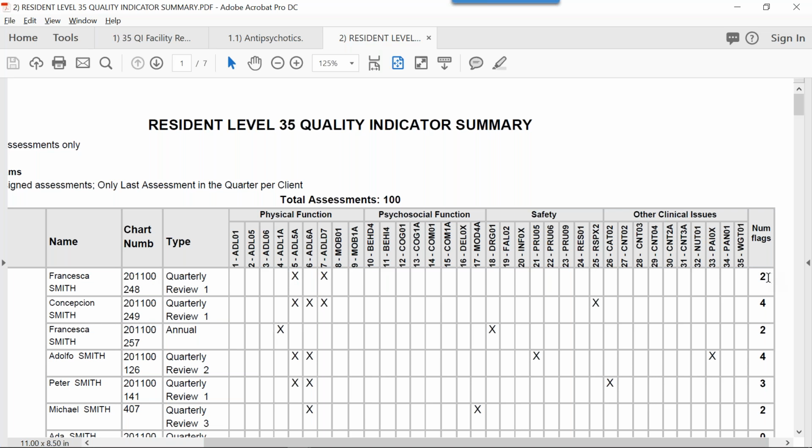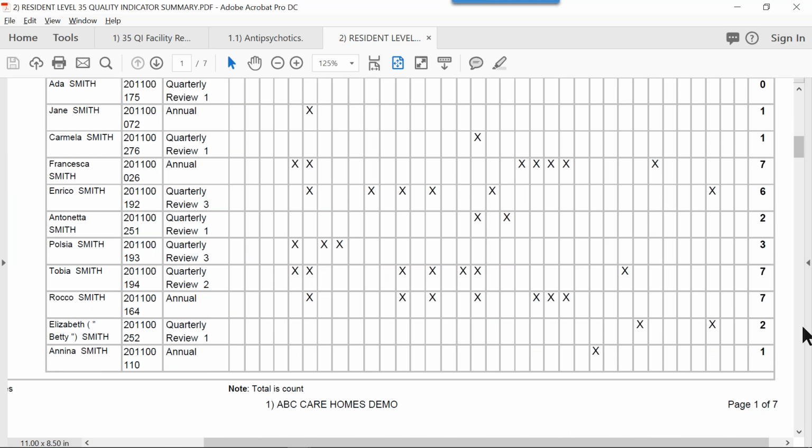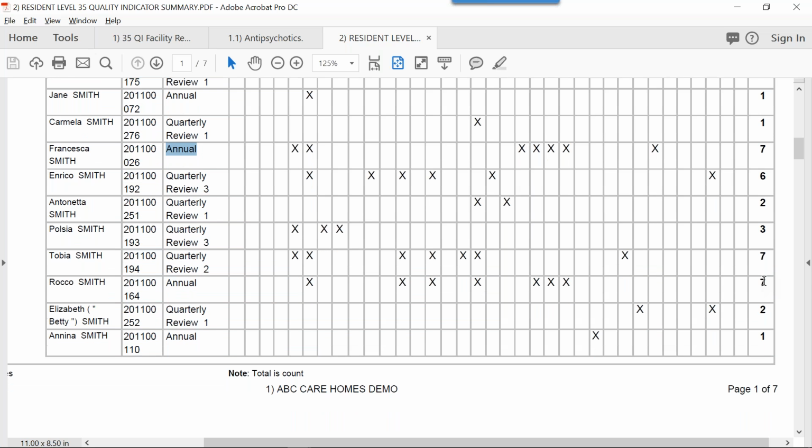And notice she's only got 2 areas of quality concern. And this gives you the total number. And we know that once you get over 5, that's a bit unusual, because the provincial average that I've been tracking has been about 5 indicators. So here's a person who had an annual assessment, and you can see they've triggered 7 different areas of concern. This person 6, 2 more with 7 different areas of concern.